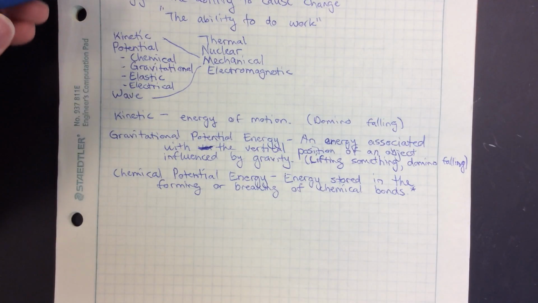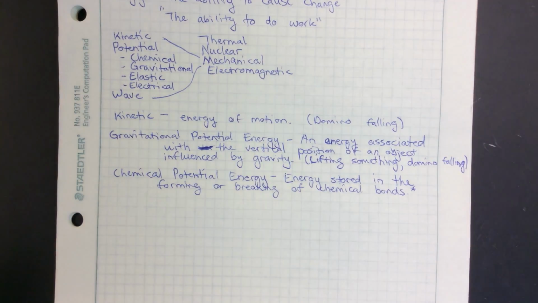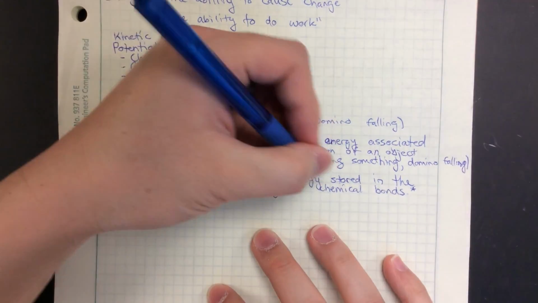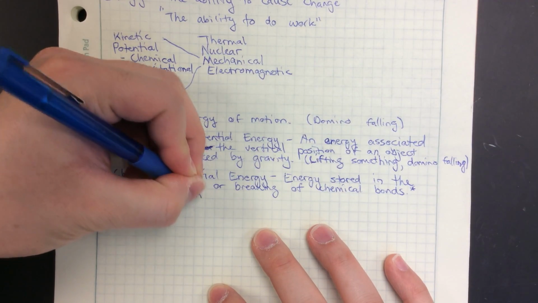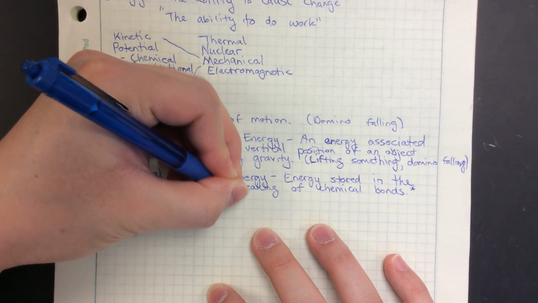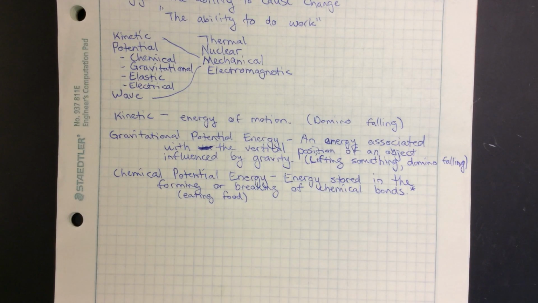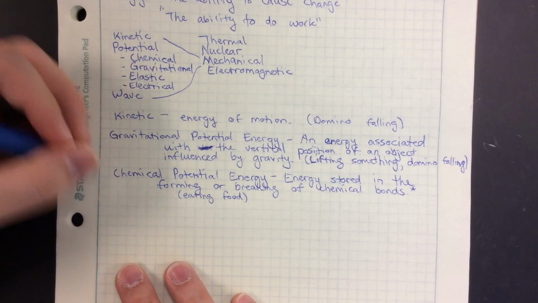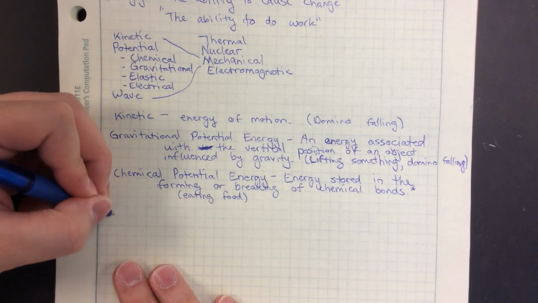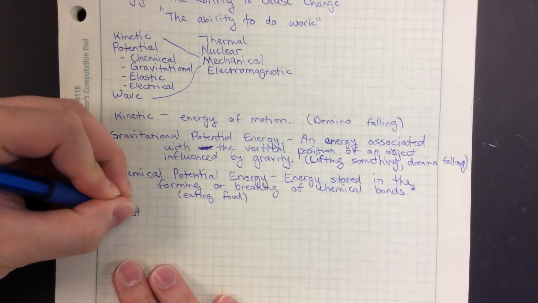Examples of chemical potential energy. How about eating food? Right? That's chemical potential energy. Or fuel in your car, internal combustion engines, yada yada, right? Cool. How about, we're kind of hitting all the potential energies here. How about elastic potential energy?